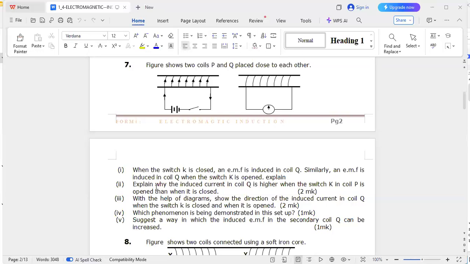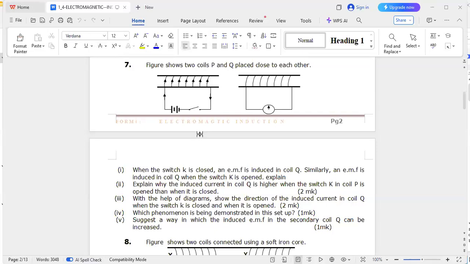And one of the factors affecting the magnitude of induced EMF is the rate of change of magnetic flux that links the two coils. So rate of change means the speed at which current is changing. When you open the switch here, current dies off very quickly compared to when we switch on. Even in nature, it's very easy to destroy something, and it's very hard to build it up.